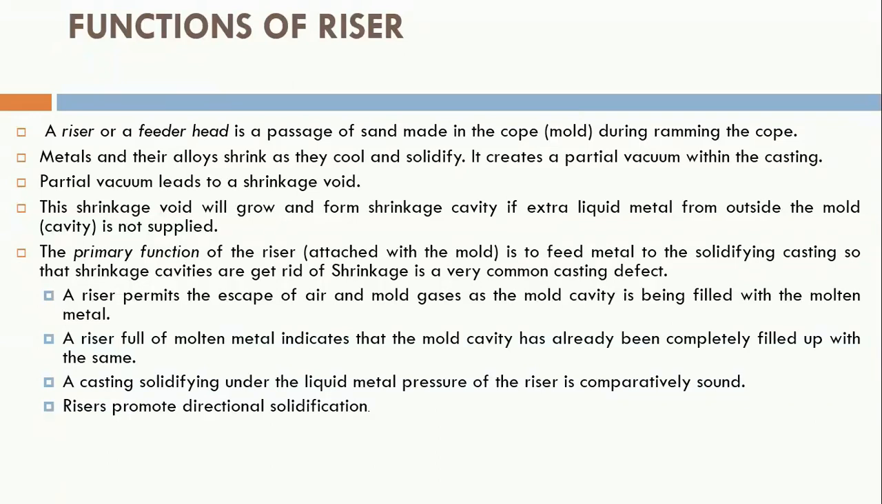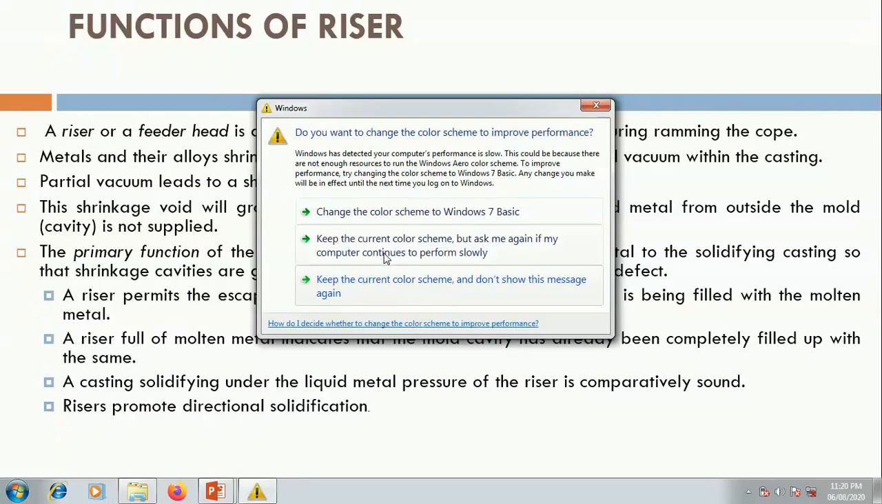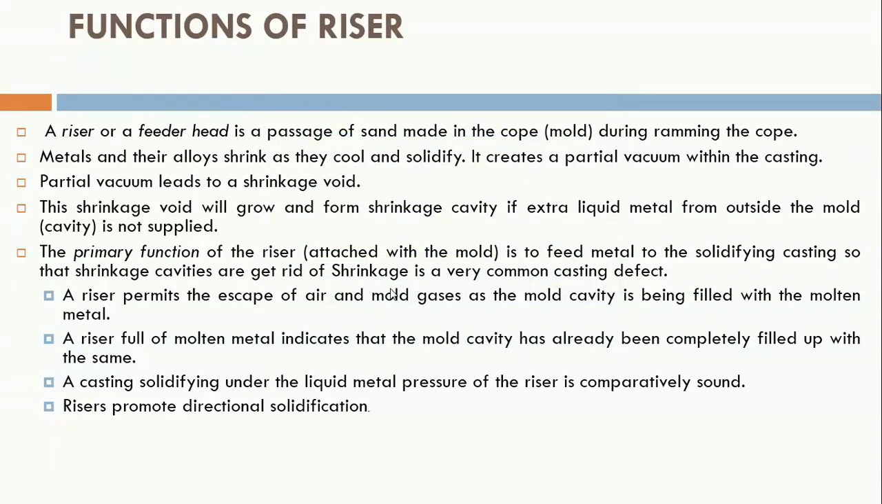Now there are two types of contractions of the metals during its solidification. First contraction is a liquid contraction or also called a liquid shrinkage, and second one is a solid shrinkage. Liquid shrinkage means what? Metal or alloy changes its phase from liquid to solid state, and at that time it is going to contract or shrink. That shrinkage is called a liquid shrinkage.